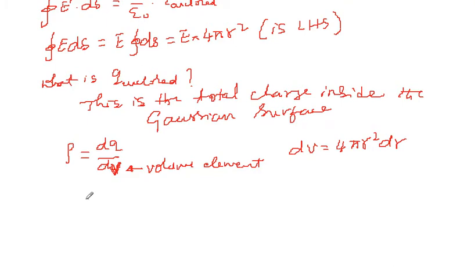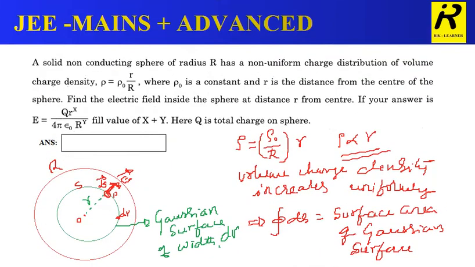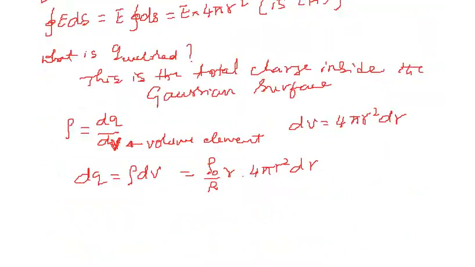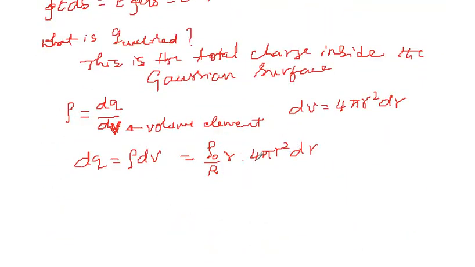Now dq is equal to rho into dv. What are we given? We are given this rho, which is rho O divided by r into r. What is dv? dv is 4 pi r square into dr. This is the volume of the element. This is the element volume, and it is of only thickness dr. So such a kind of one small element. Okay, so you can simply think about this. So now this is the thing that I am having.